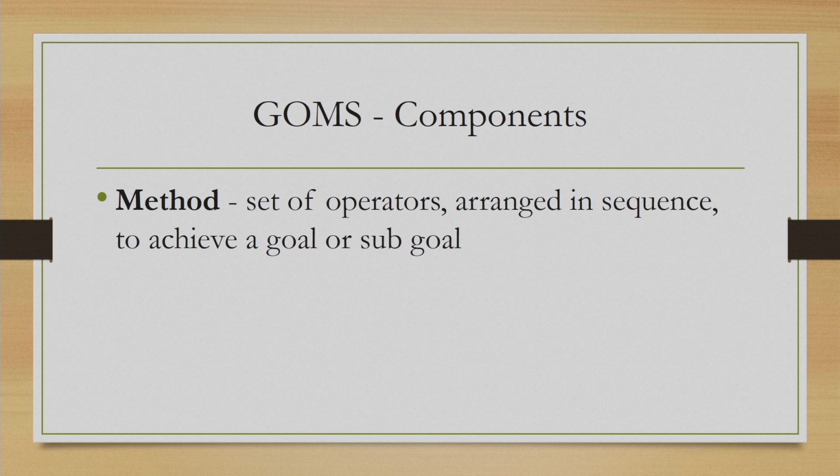So, that is the idea of operator. Next comes the idea of methods. When we talk of a method, what we refer to is basically a sequence of operators. A set of operators arranged in a sequence to achieve a goal or sub goal. That is the definition of this term method. So, when you talk of method, we are basically referring to the sequence of operators that we have formulated to achieve a goal or sub goal.